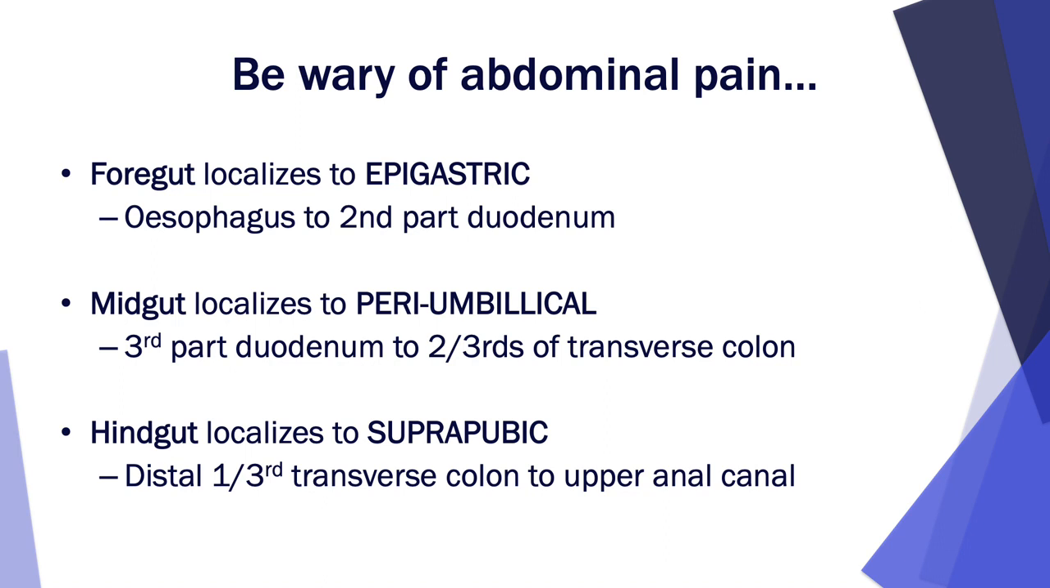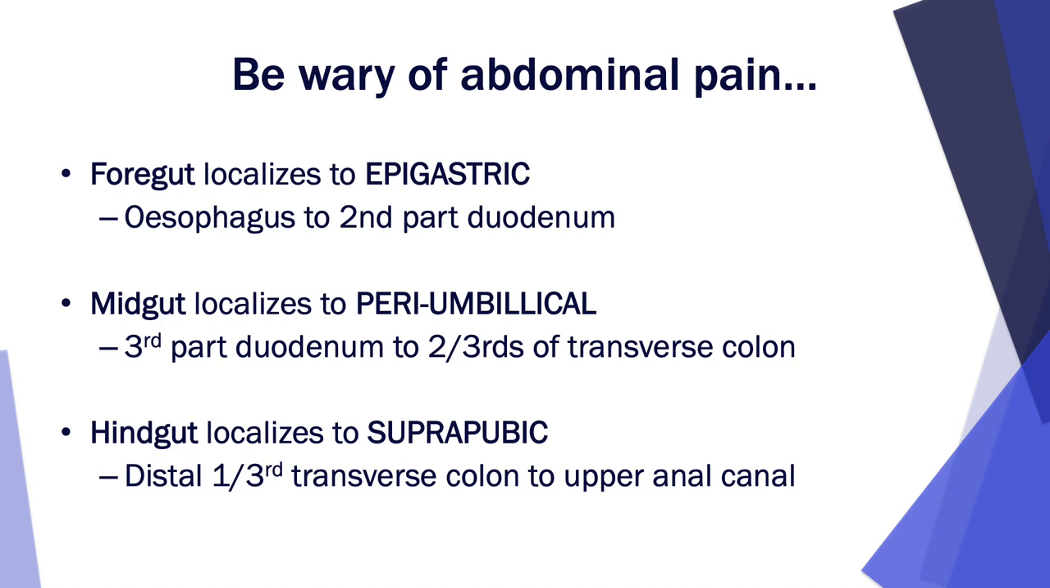If we go back to the embryology, we can divide the abdomen into the foregut, midgut, and hindgut. Foregut takes you from your esophagus to the second part of the duodenum. Midgut is your third part of the duodenum to two-thirds along the transverse colon, and then your hindgut goes all the way along to the upper anal canal.